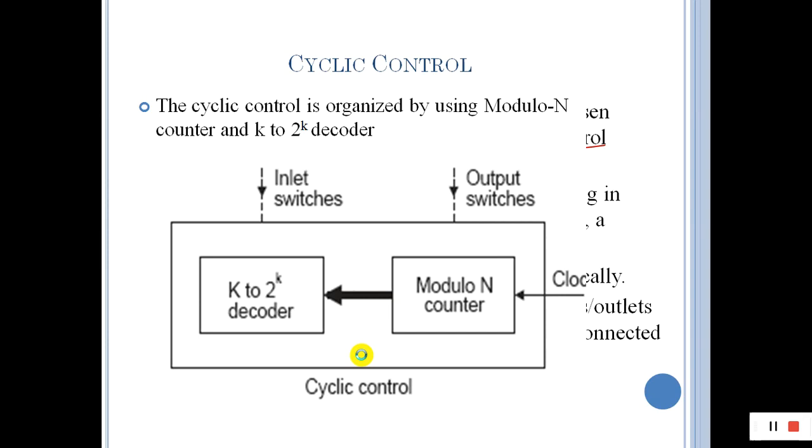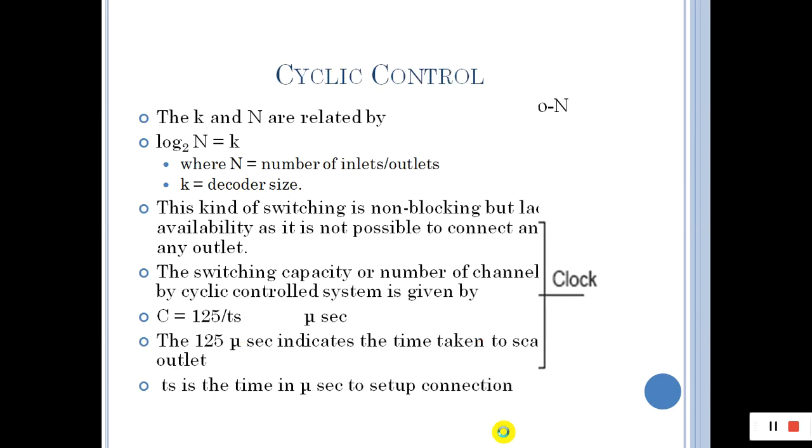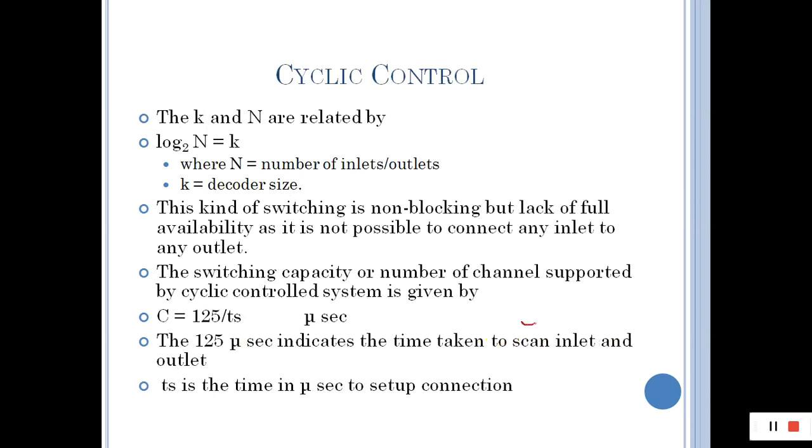The cyclic control is organized by using a modulo N counter and a K to the power K decoder. So this is a decoder, and this is the modulo N counter, and this is the clock by which they are connected. What is the function of the counter? It counts the inputs, the total number of inputs, and which input should be part of the output is decoded by the decoder. K and N are related by this formula: log base 2 of N is equal to K, where N is the number of inlets and outlets, and K is the decoder size.